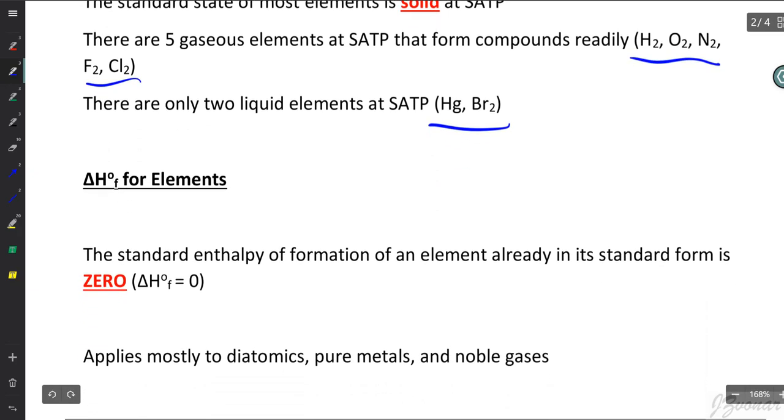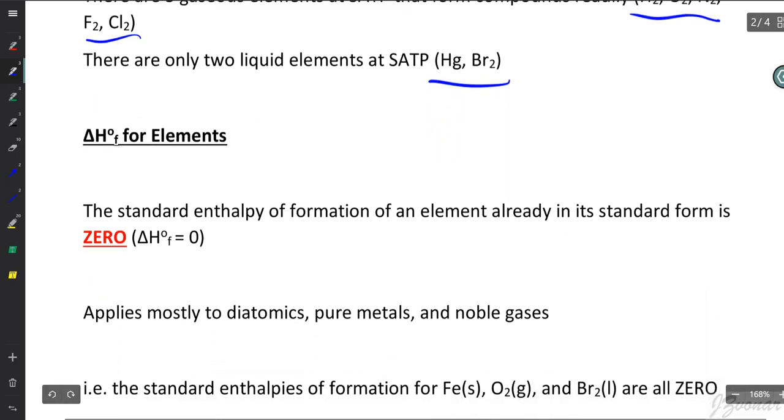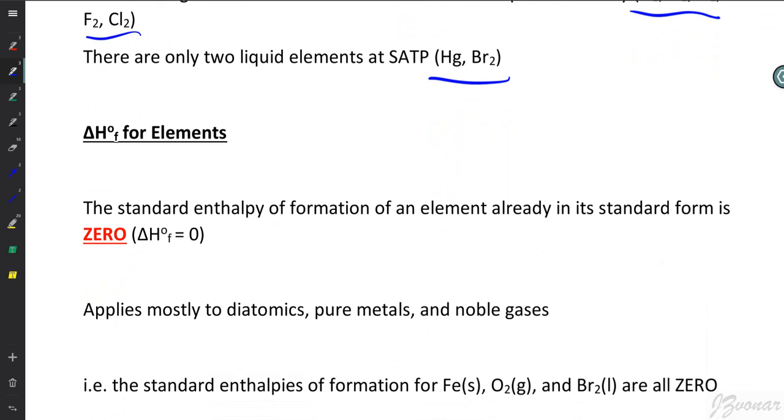Now, to find the standard enthalpy of formation for elements, it has been determined that the enthalpy of formation of any element in its standard form is always going to be 0. All right, so this is very, very important. The delta H of formation of any element in its standard form will be 0. And so that is going to apply to all the diatomic molecules, pure elements, and noble gases that we see on the periodic table.